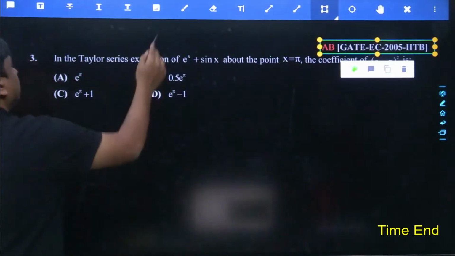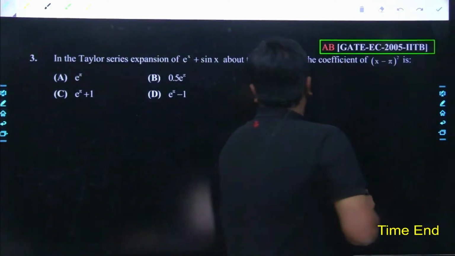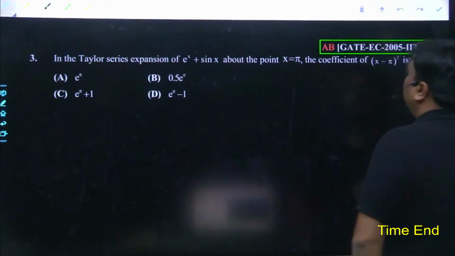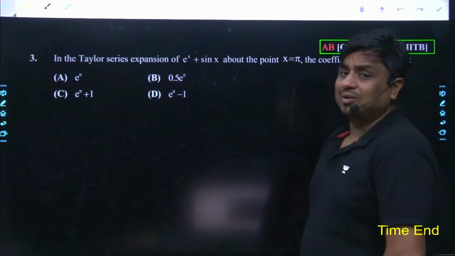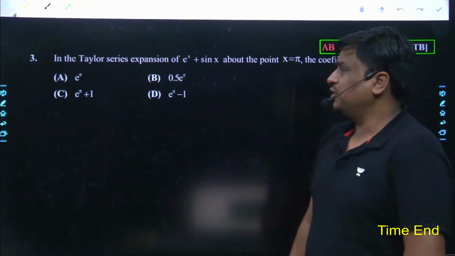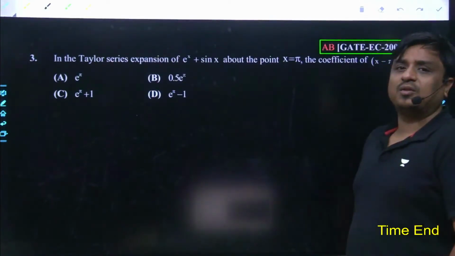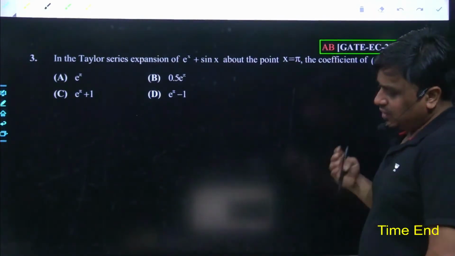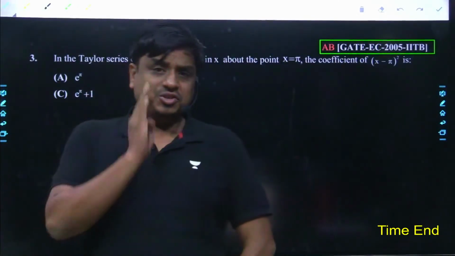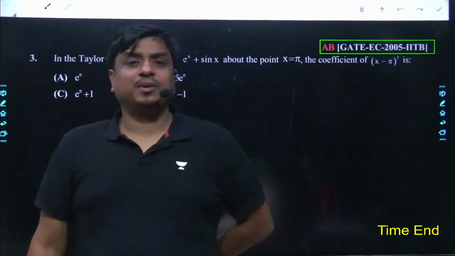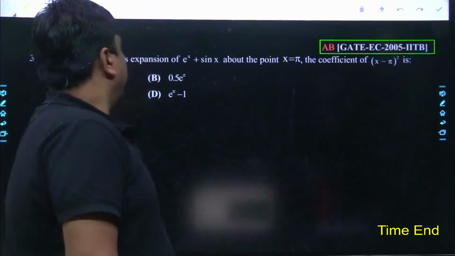The problem states: in a Taylor series expansion of e to the power of x plus sin x, about the point x equals pi, the coefficient of x minus pi to the power of 2 is. Here they are not focusing on the complete series expansion, they are just focusing on the coefficient of x minus pi to the power of 2, or the multiplier factor of x minus pi to the power of 2. So once you have a Taylor series expansion, you don't have to focus on all the arbitrary coefficients, just go ahead with the multiplier factor of x minus pi to the power of 2 and tell me what the best answer could be.